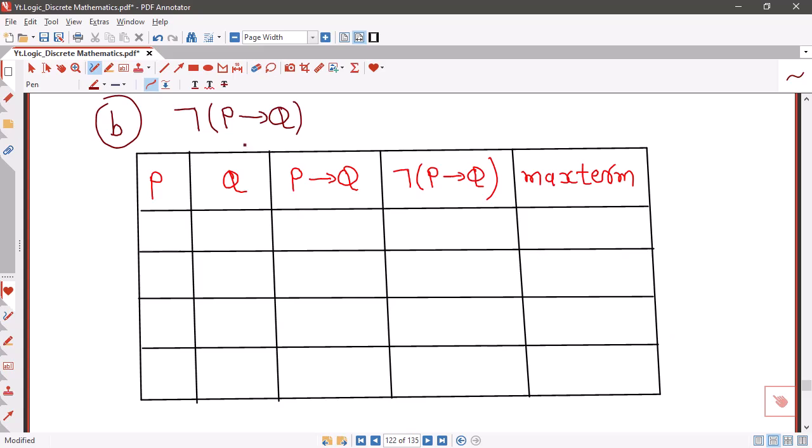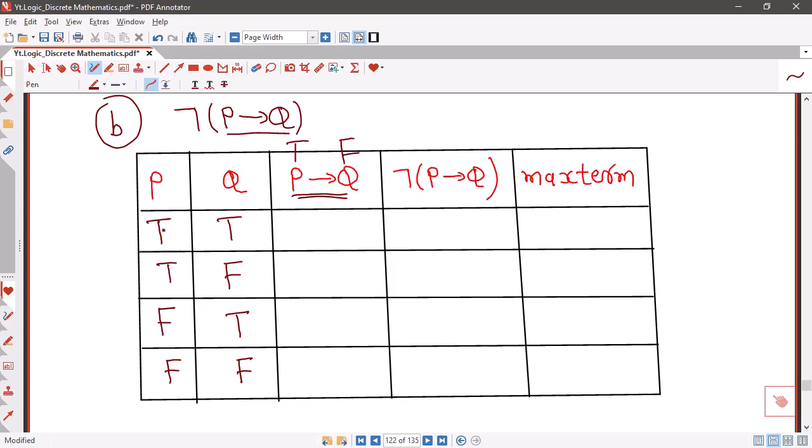Here I have negation of p implies q. So first we will write down the truth table for p implies q, and then we will write its negation and then the corresponding max terms. First we write down possible combinations for truth values of p and q: true, false, true, false. Here we have a conditional statement, and we know that this is false if the first variable is true and the second variable is false, and in all other cases it is true.